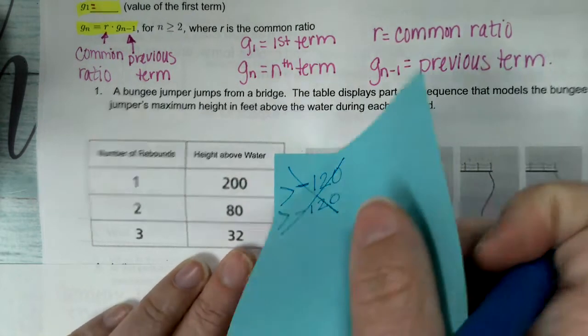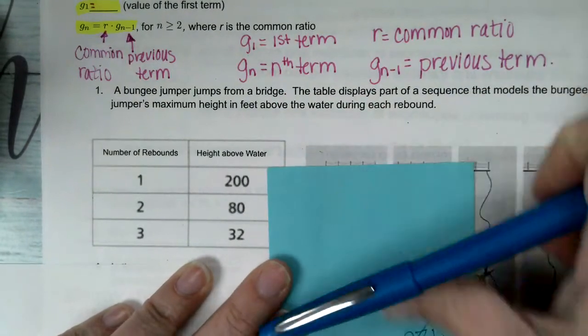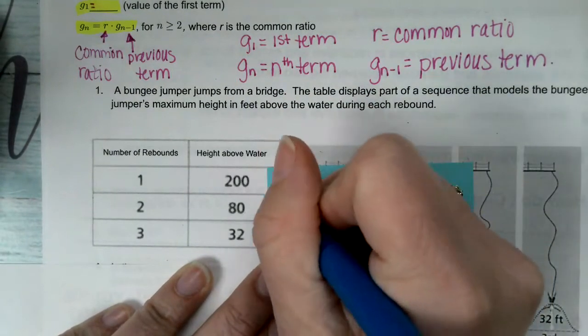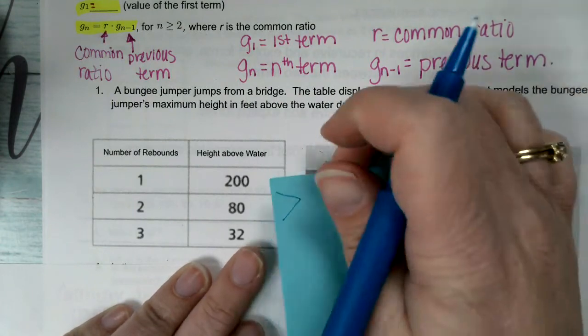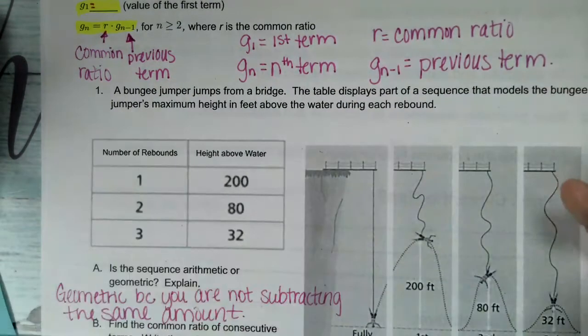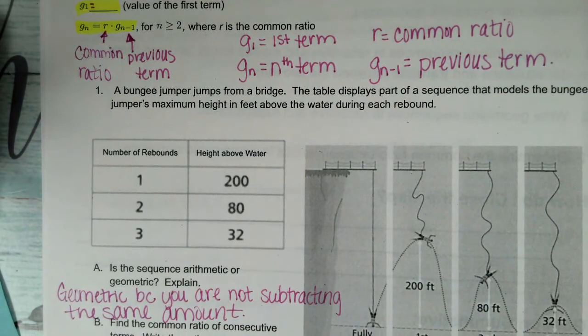So let's look at geometric. Geometric means that it's going to multiply from one number to the next, and we're going to figure that out in a second. But the reason it's not arithmetic is because you're not subtracting the same amount every time.